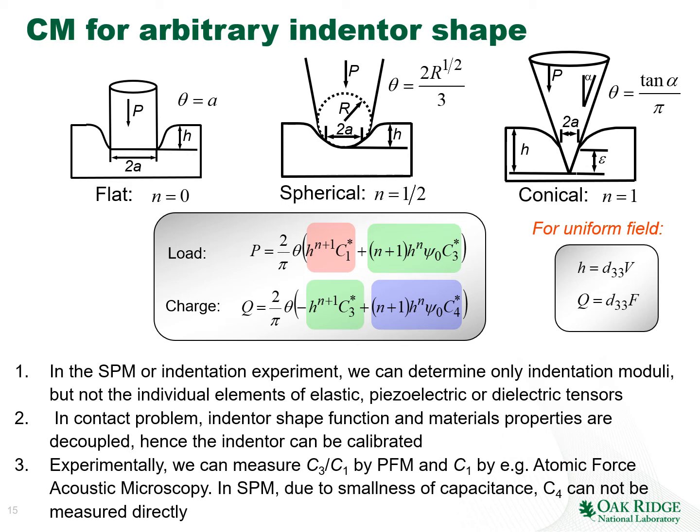Secondly, in the contact problem, the indenter shape function and material properties are decoupled, which basically means that the indenter can be calibrated. What's also important is that if we measure electromechanical coupling, we actually don't even have to calibrate the indenter, but we'll get to this in a minute. Experimentally, techniques such as PFM measure the ratio of C3 to C1, for example, atomic force acoustic microscopy measures C1. Theoretically, dielectric measurements would be able to measure C4, the effective dielectric constant, but practically, since it's extremely small, it cannot be measured directly. We can measure only the derivative of it.